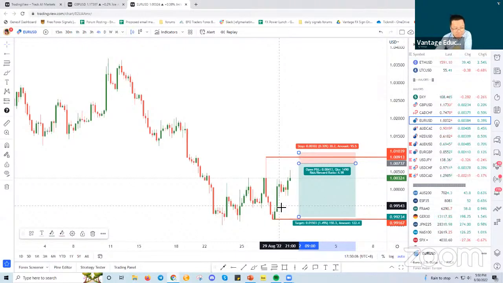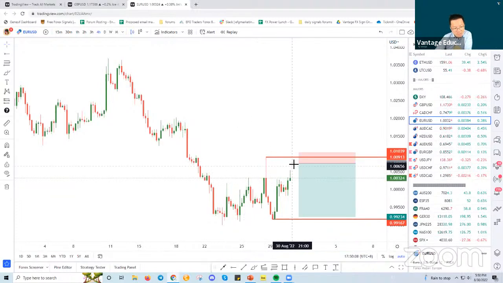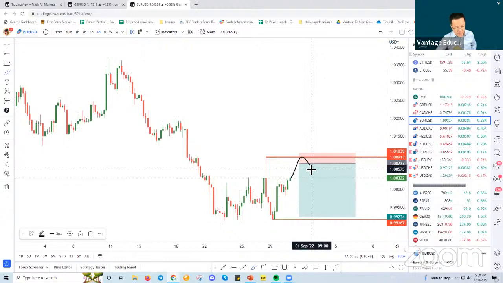Great trade setup there, especially if price does climb up, hit that resistance and turn down, similar to what happened here on the 26th. Big 150 pip move towards the downside. So we're looking for this potential move, hit and turn down.